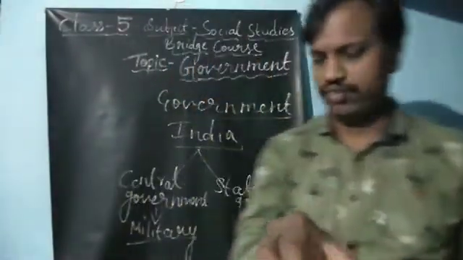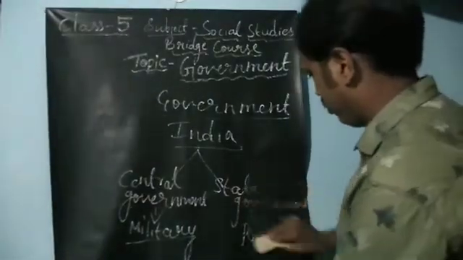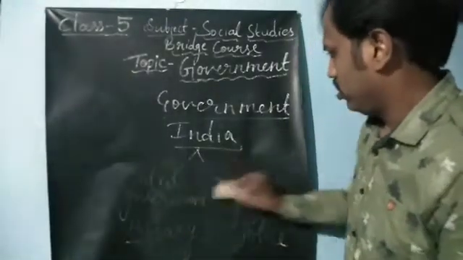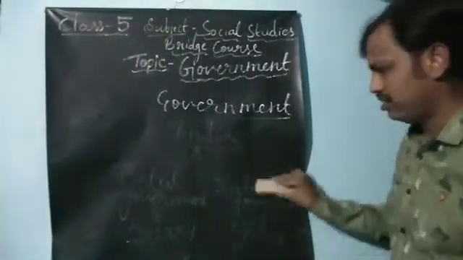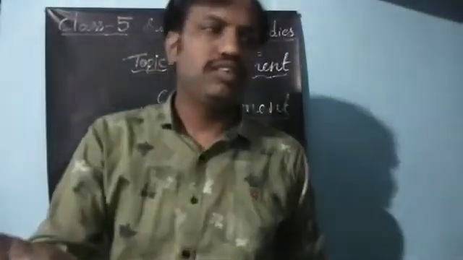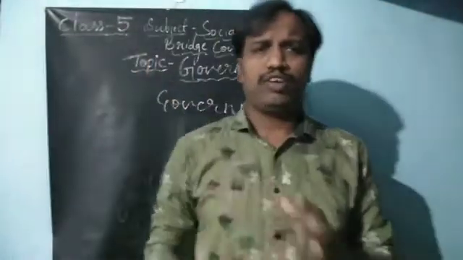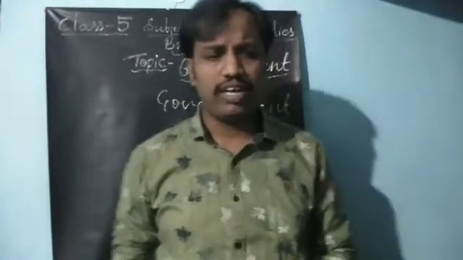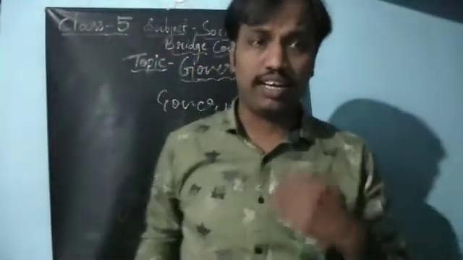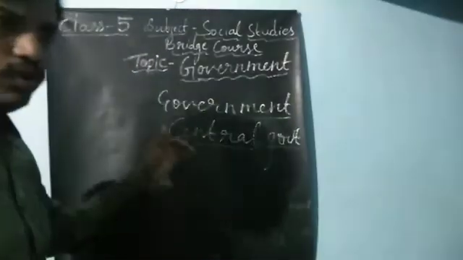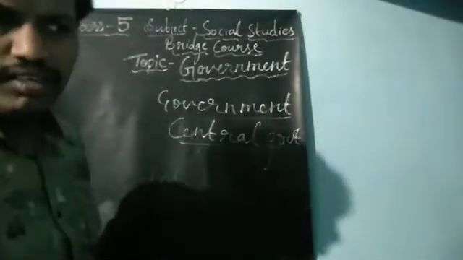Okay, we are going to just continue. Now let us go one by one: how the central government is formed, what are the different rules and regulations made by the central government, and who are the people involved in the central government. As I told you, the central government is responsible for the rule of the whole country. It is also called the union government.